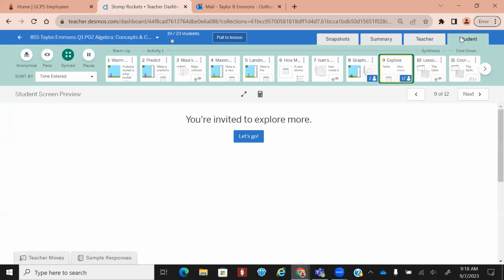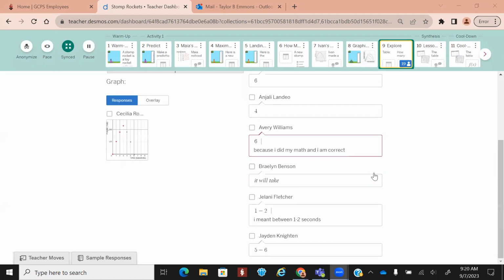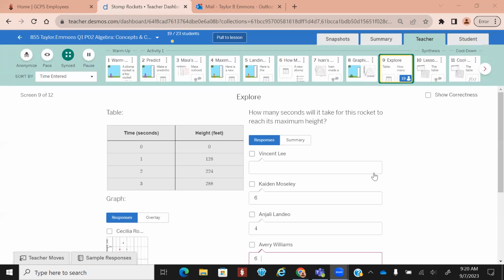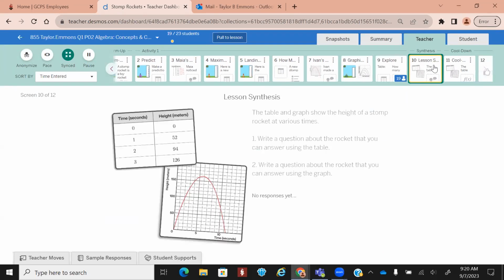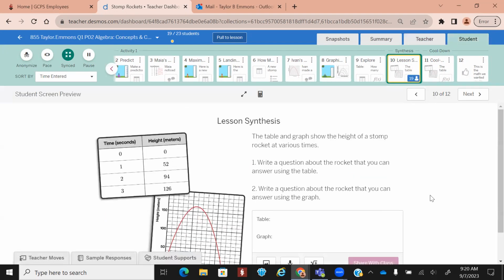Okay, you're invited to explore more. How many seconds will it take for this rocket to reach its maximum height? How long will it take for it to reach its maximum? Y'all are all answering. Some of y'all are saying 6, some of y'all are saying 5 and 6, somewhere in there, right? Okay.